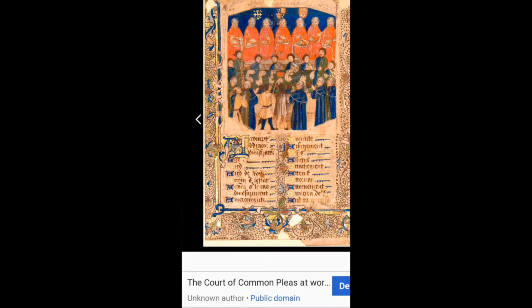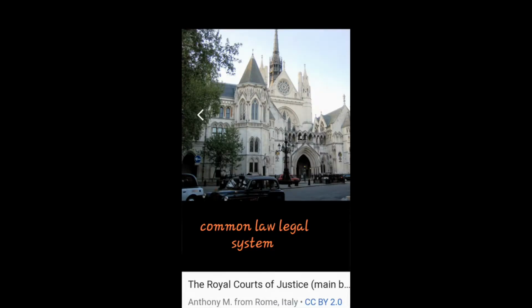Here is a picture of the Court of Common Pleas. Now this shows the pleaders and the clients standing in front of the 7 justices who are wearing red. Here's a picture of the common law legal system building that is stationed in England to this day.